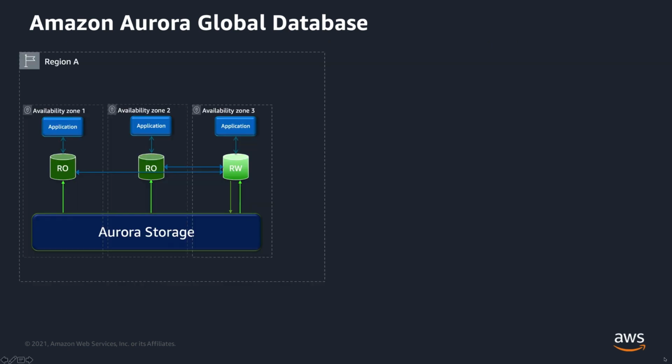This is how it looks in action. So on the diagram, you'll see region A with 3 availability zones with your read-write node in availability zone 3 and 2 read-only nodes or read replicas in availability zone 1 and 2 respectively with a shared storage volume.